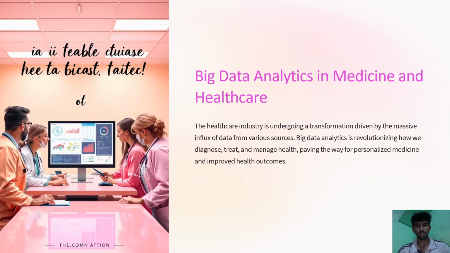Today I am going to explain the course on big data analytics. In this, we will look at the use of big data analytics in medicine and healthcare. The healthcare industry is undergoing a transformation driven by a massive influx of data from various sources. Big data analytics is revolutionizing how we diagnose, treat, and manage health, which can be a way to personalize medicine and improve health outcomes.